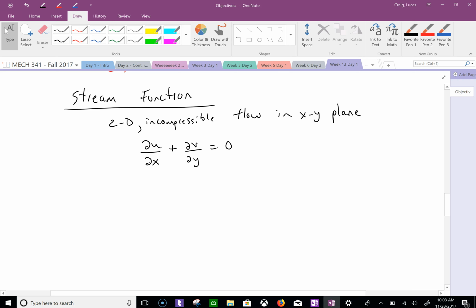So there's a clever way, which is the stream function, that we can make. We have two variables here. We can make it into one variable as a function of x and y. So we need to define some things first, and we'll do an example. This is your stream function.